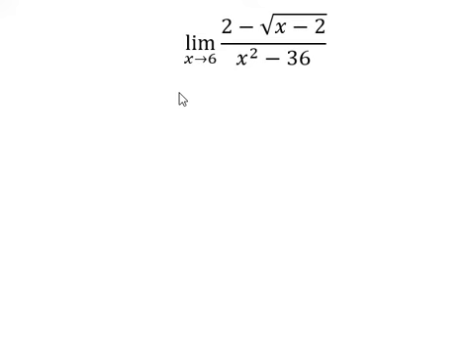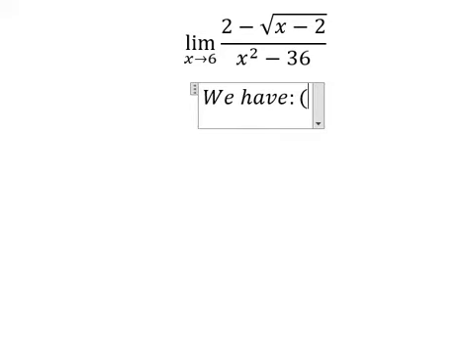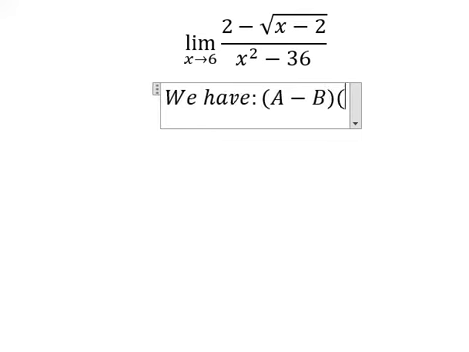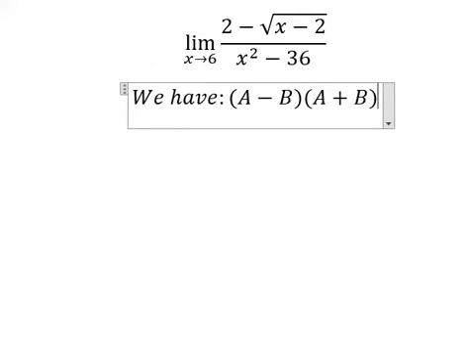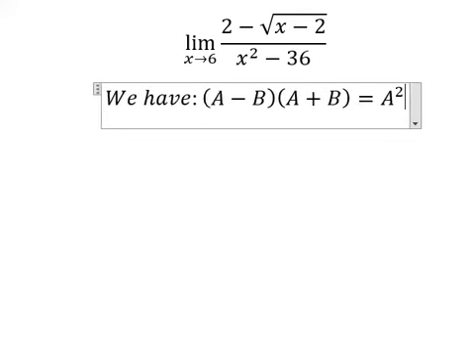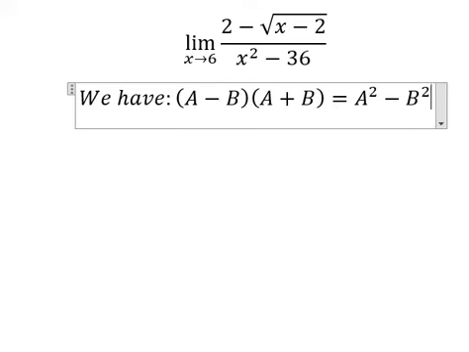So today I will talk about calculus. The topic today is about limit. Now I will show you how to answer. We have the formula in here. That is (a - b)(a + b) = a² - b².